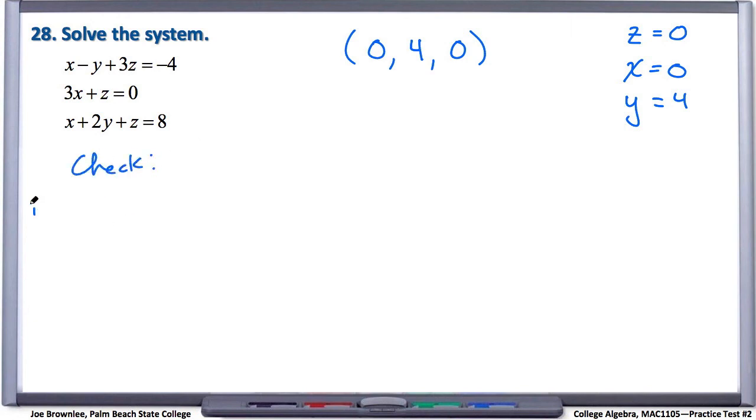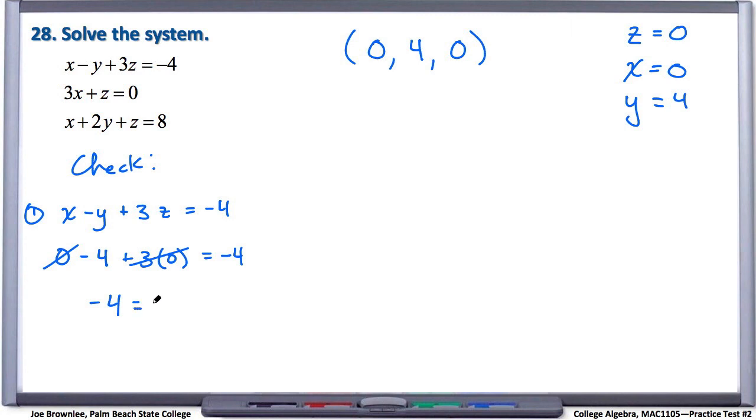So we'll check in equation 1 here. So x minus y plus 3z equals negative 4. Well, let's find out. So 0 minus 4 plus 3 times 0 equals negative 4. Well, let's see, that 0 goes away. 3 times 0 is just 0, so that goes away. So we're only left with negative 4 equals negative 4. So that is a true statement. So we know that the solution works in equation 1.